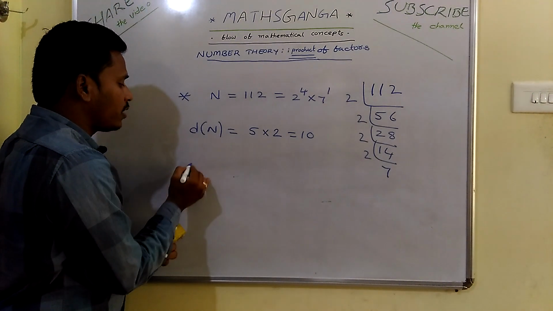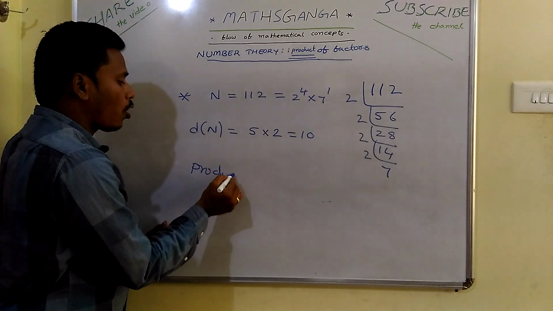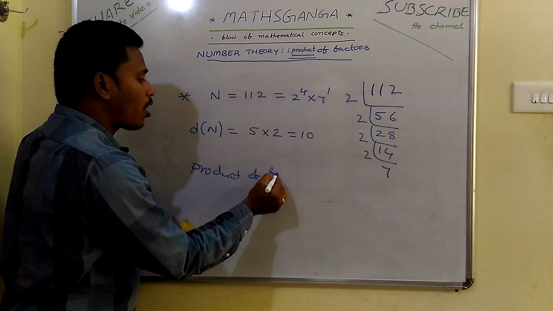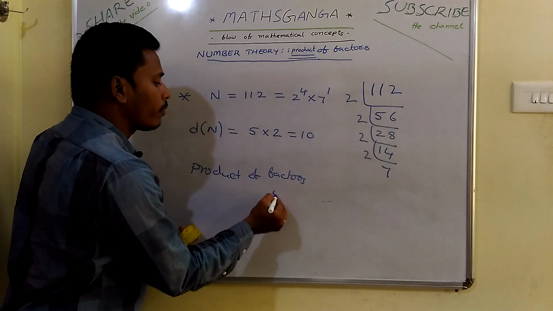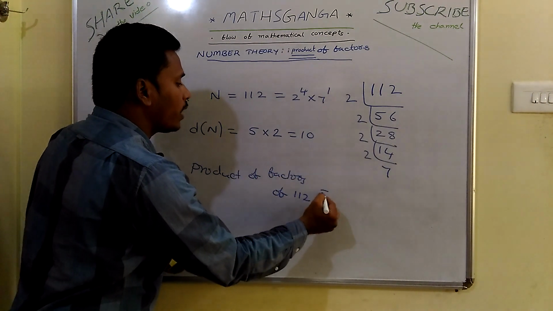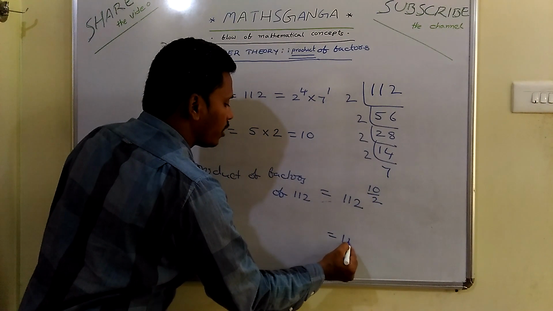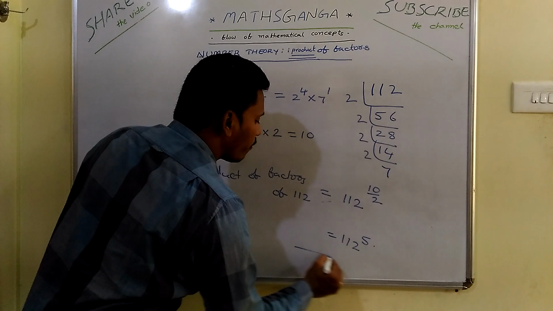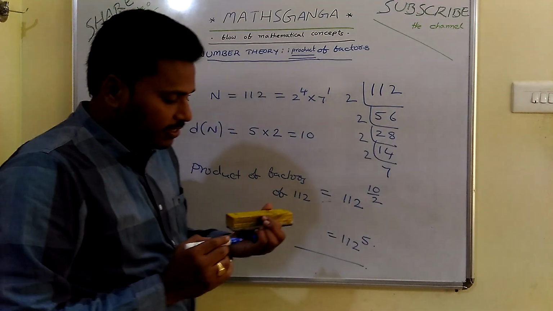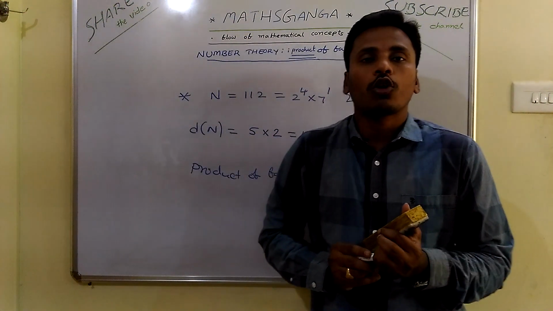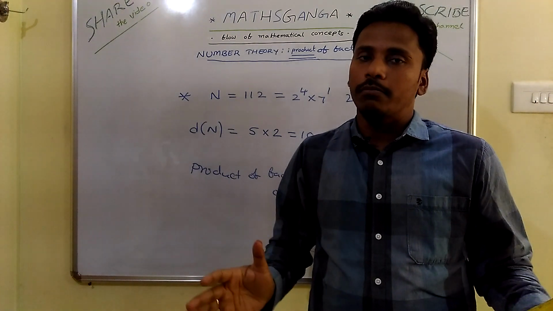Since the number of factors is 10, the product of factors of 112 is nothing but 112 to the power 10 by 2. It results to 112 to the power 5. So this is the way of finding the product of the factors for any given number.